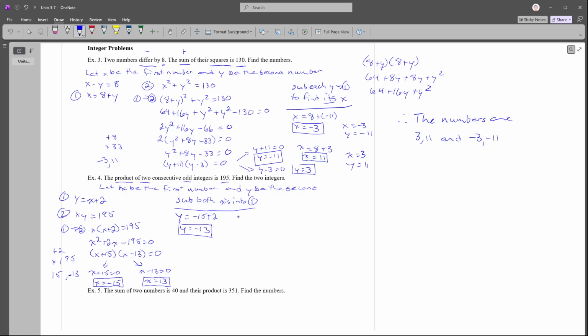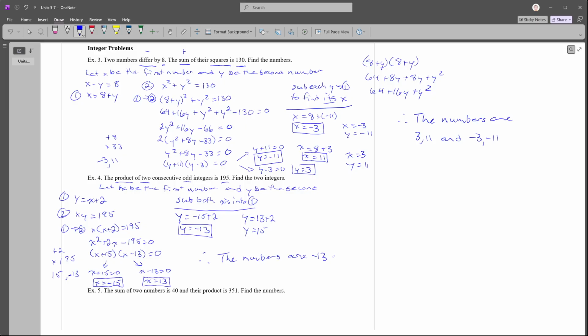Okay. And then over here, we have y is equal to 13 plus 2, which means y is equal to 15. Is that right? Yes, it is. So again, we have two sets of numbers. So therefore, the numbers are, what do we have here? We have negative 13 and negative 15. So negative 13 was the x. Not that it matters.